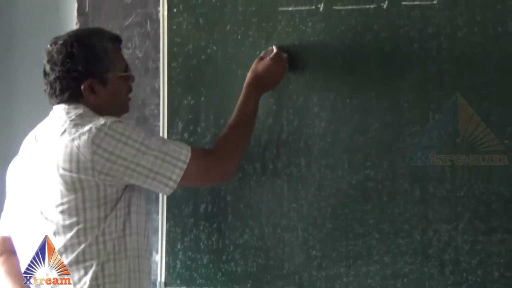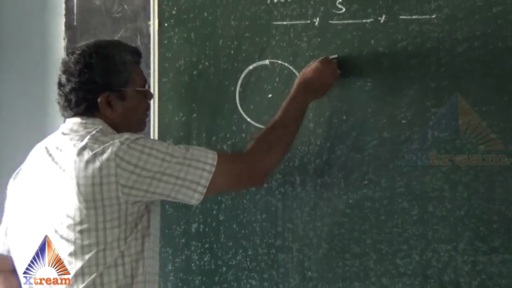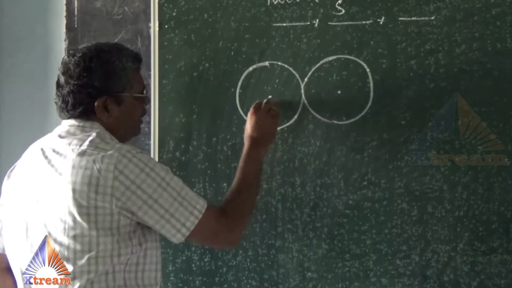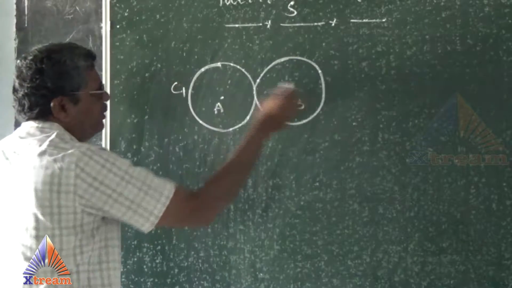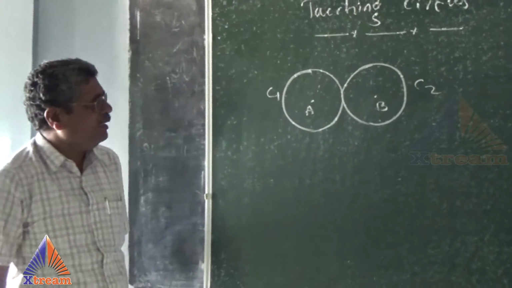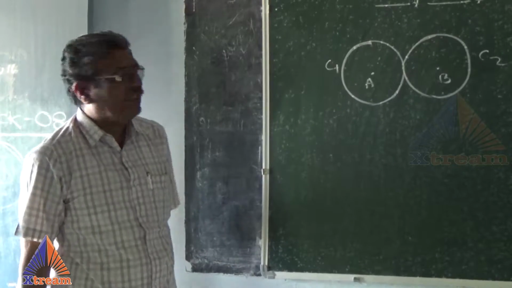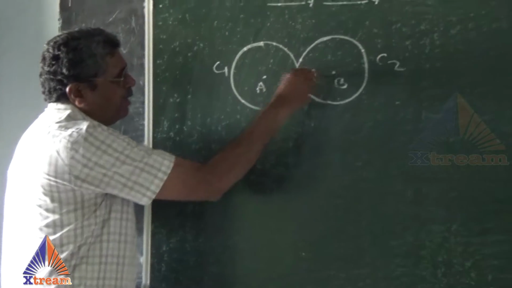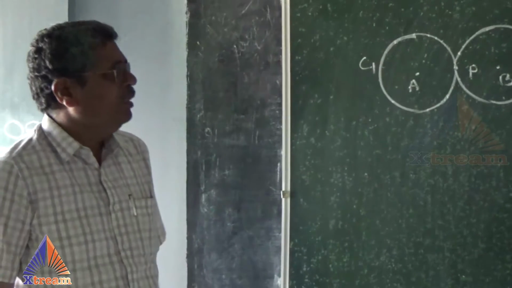You can see two circles here, with centers A and B. If C1 and C2 are two circles that touch each other externally, such circles are commonly called external touching circles. The point where the two circles touch each other is called the contact point of the two circles.